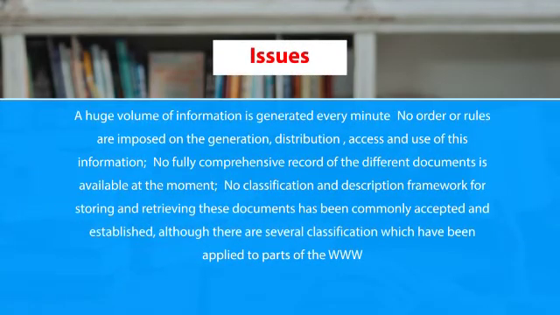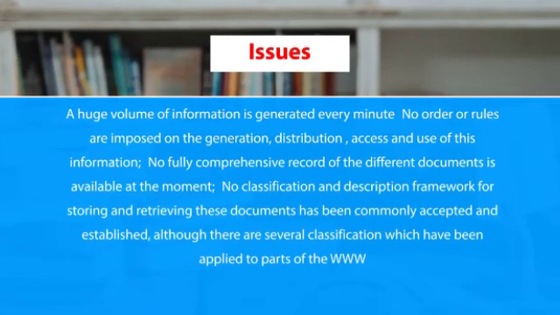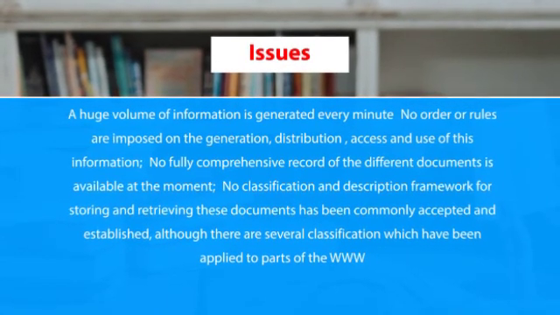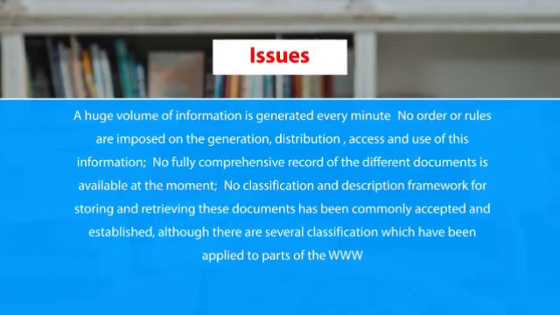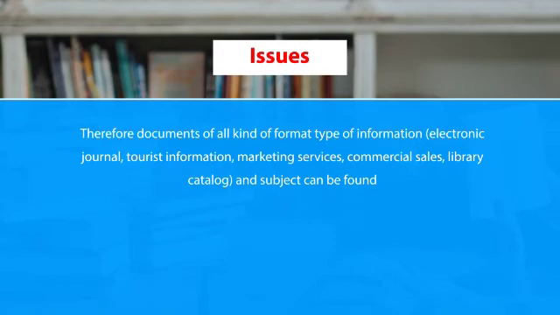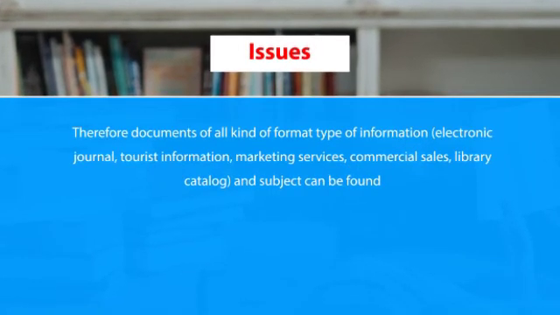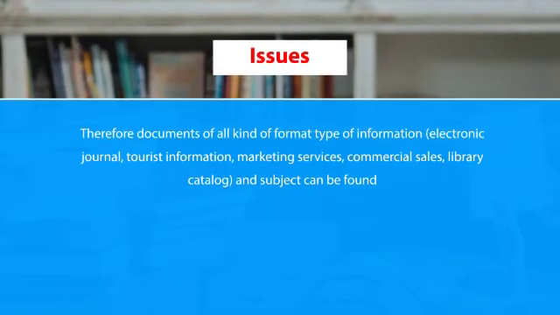One of the issues of web-based library service is the huge volume of information generated every minute. No order or rules are imposed on generation, distribution, or access. There is no fully comprehensive record of the different documents, no classification or descriptive framework, and therefore documents of all kinds of format, type of information, and subject can be found here. So a lot of information is there.